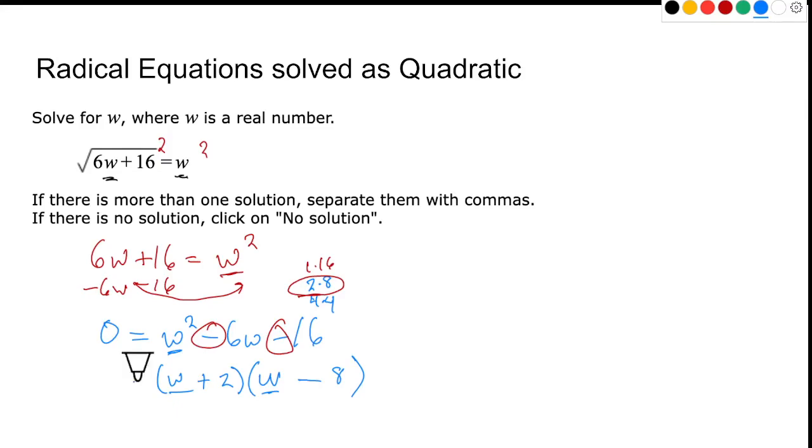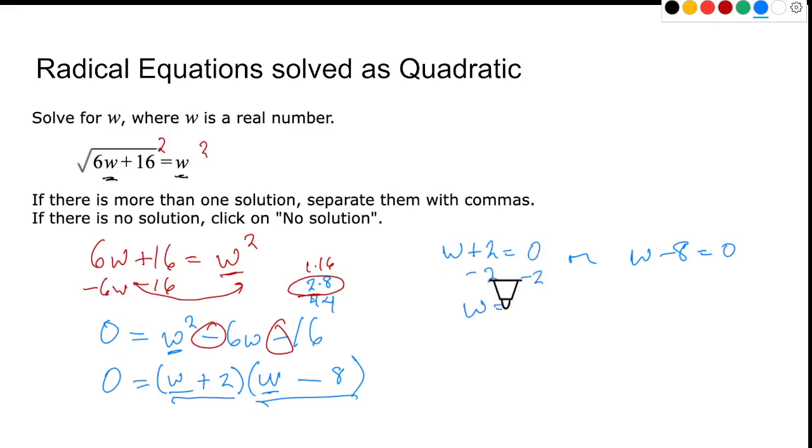Again, you can FOIL this out and check it, and I highly recommend doing that each time until you feel very confident. But be careful, don't get overconfident. I do that sometimes. So anyway, we've got two factors, and that gives us w plus 2 equals 0, or w minus 8 equals 0. For this one, we subtract 2 from both sides and get w equals negative 2, and for this we add 8 to both sides, and this gives us w equals positive 8. Now, be careful.